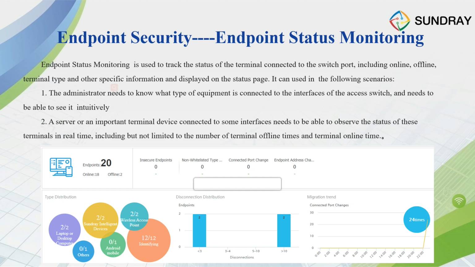So this function can be used in the following scenarios. First one, the IT manager wants to know the types of the equipment that connected to their network and needs to be able to see it intuitively. Second one is a server or important terminal devices that are connected to the network, and the IT needs to monitor its status in real time. So in this scenario, we can use this Sundray endpoint standards monitoring feature.